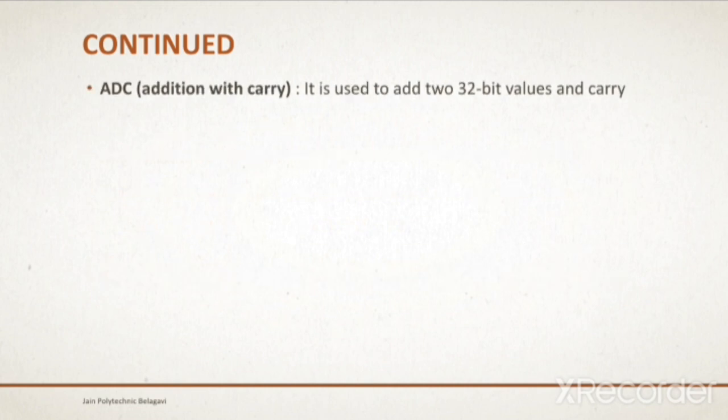The next instruction is ADC, that is add with carry. It is used to add two 32-bit values along with the carry.